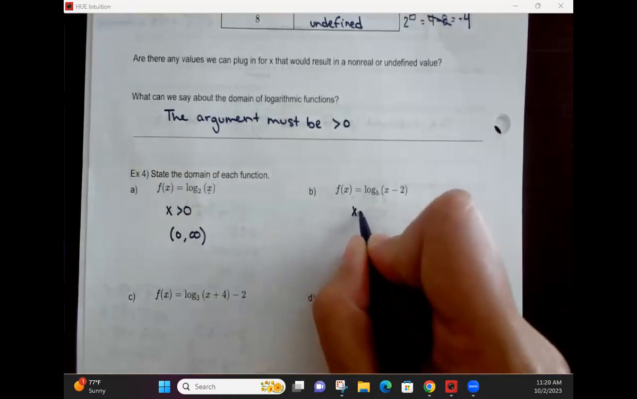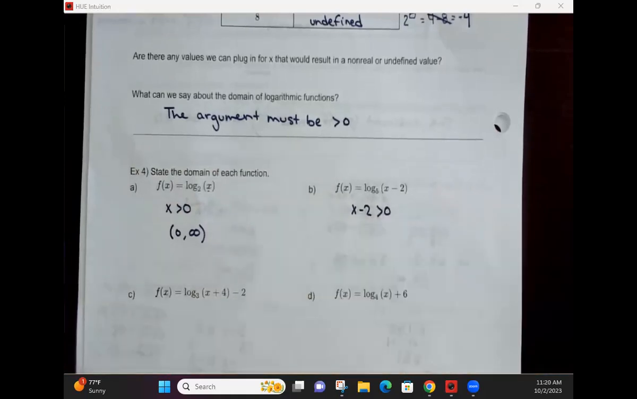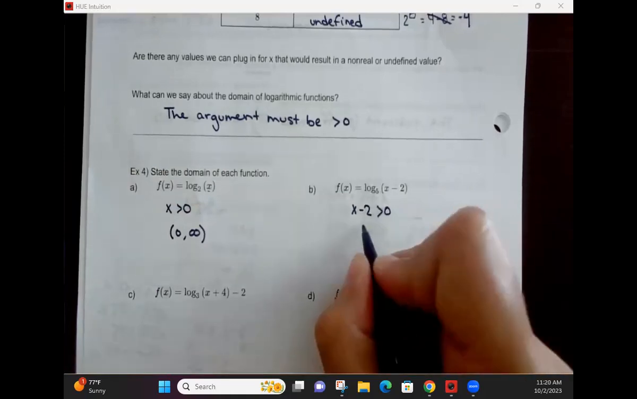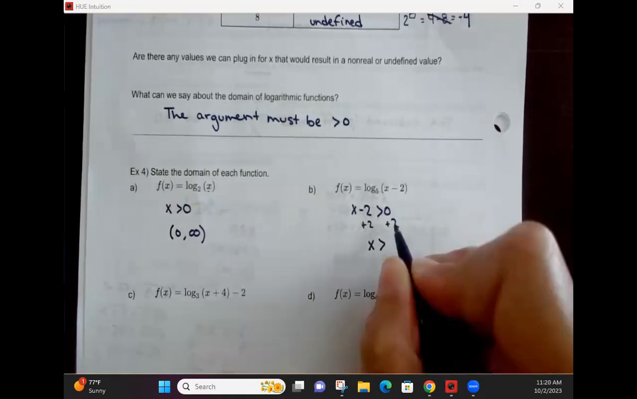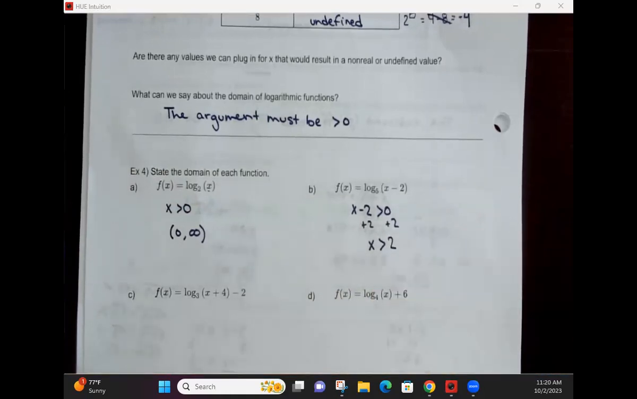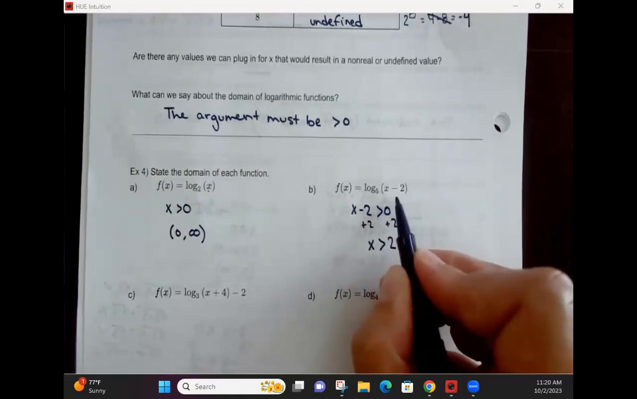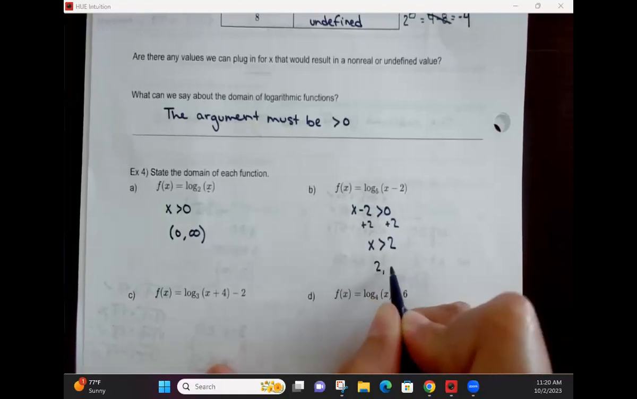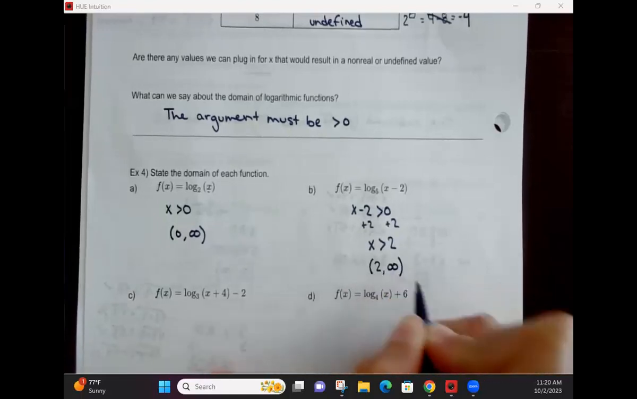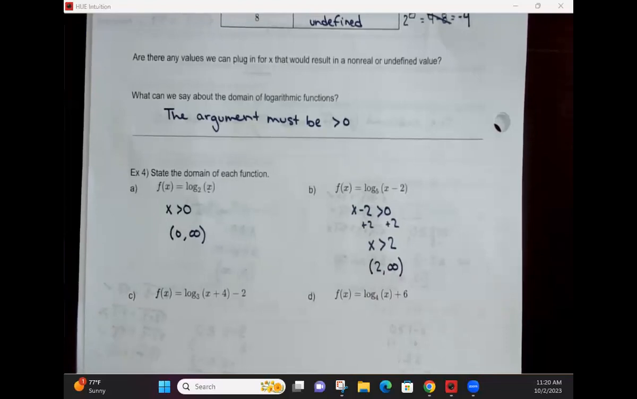For B, x minus 2 must be greater than 0. The argument must be greater than 0. Get x by itself. And my x values must be greater than 2. If I plugged in 2 here, I would get 0. So it's going to be something bigger than 2. In interval notation, this would be 2 to infinity, parentheses on each side. If I can't use 2, that would get me 0. It's got to be bigger than 2. Try C and D.